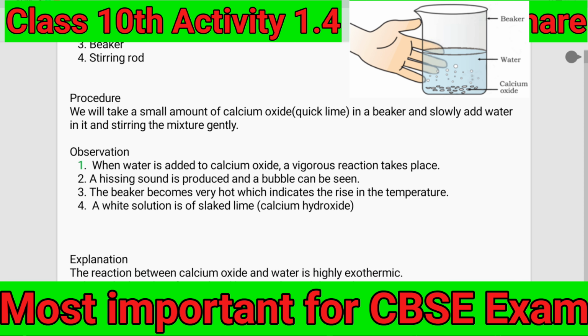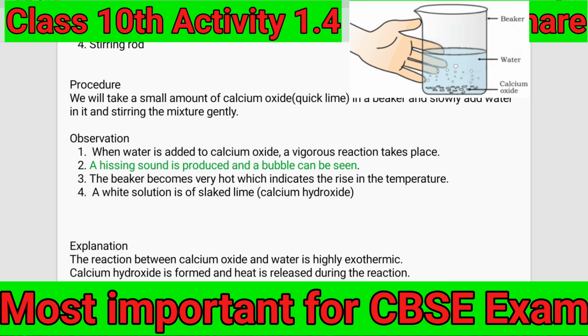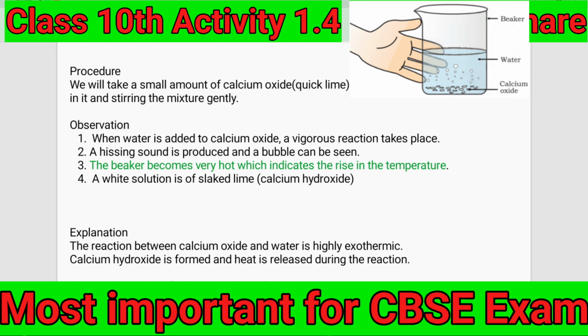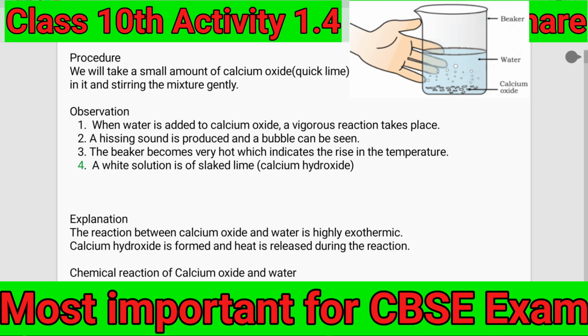Observation: 1. When water is added to calcium oxide, a vigorous reaction takes place. 2. A hissing sound is produced and bubbles can be seen. 3. The beaker becomes very hot, which indicates the rise in temperature. 4. A white solution of slaked lime, calcium hydroxide, is formed.